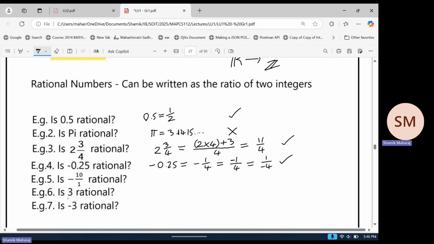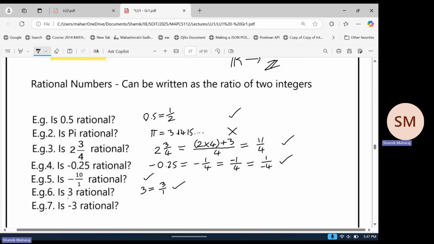Okay, by the same logic, in example 5, negative 10 over 1 is rational. And example 6, is 3 rational? Some people say no because it's not integer over integer. But technically 3 is the same as 3 over 1. You divide by 1, that doesn't change anything. So 3 over 1 is integer over integer, so it is rational.